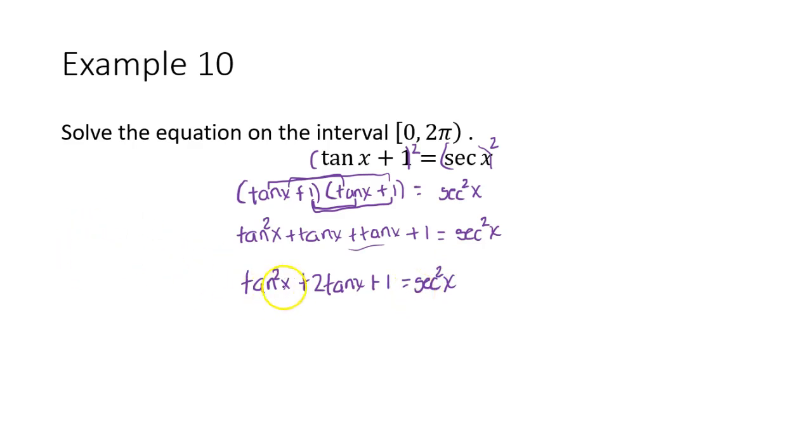And since I have all tangents over here on this side, I'm going to see if I can put tangents over here where the secant is located. Now if I look at my Pythagorean identities, I know that 1 plus the tangent squared is equal to the secant squared. And so I am going to substitute. I'm going to take out the secant squared and put 1 plus the tangent squared in its place.